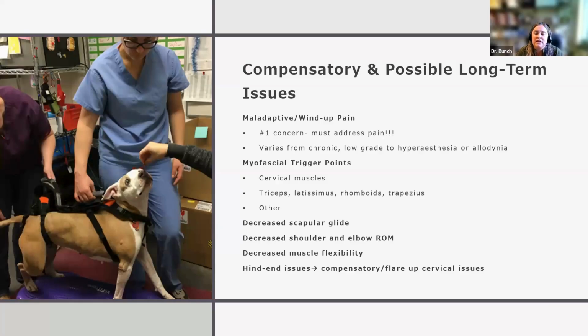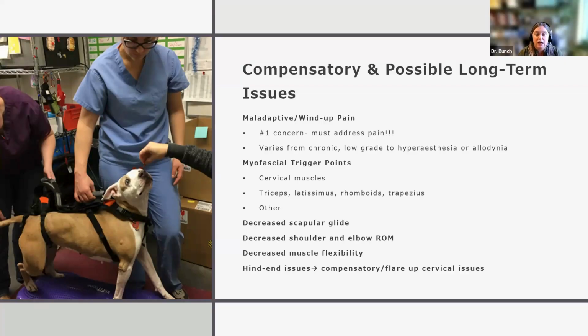We can then see decreased mobility of the forelimbs. So whether this is because of what we call scapular glide, the muscles all around the scapula are tense and tight, because they've been either protecting their neck or they've got that two-engine gait, and so we've not been striding out properly, and we've got these tight muscles, and we get decreased shoulder and elbow range of motion, especially chronic wobblers.